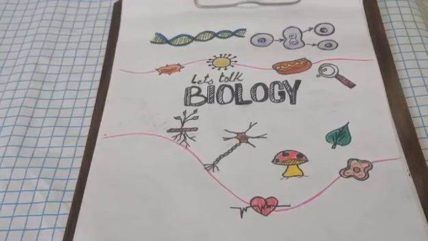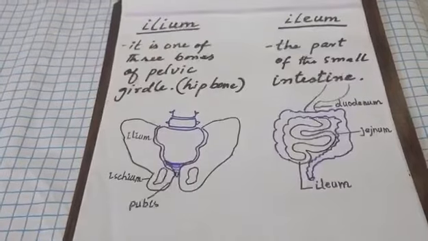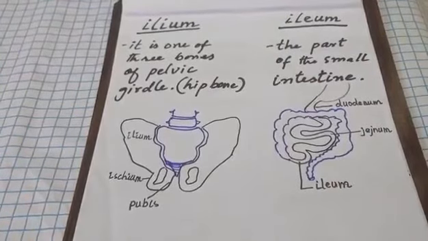Today I am going to explain some words that are used in biology that sound similar but are not similar in their meanings. So let's start. The first word I am going to explain is ileum. As you can see, there are two spellings of ileum.